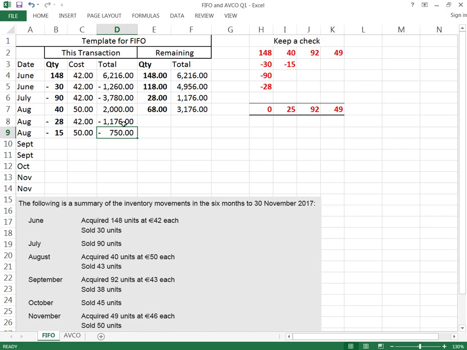Again, let's have a look at what we have left. Here we had 68, so we've 68 minus 28 minus 15, which means that we've 25 left, and we know that that's correct because there they are, 25. And the value of those 25 is equal to the 3176 that we had, with the 1176 gone off it and the 750 gone off it. So those 25 that we have left are at a value of 1250.